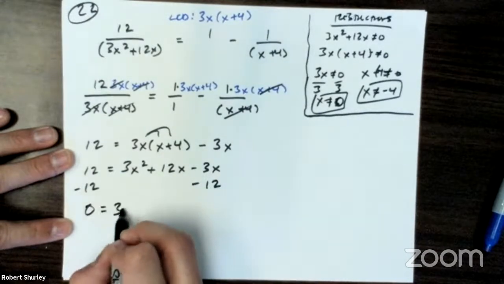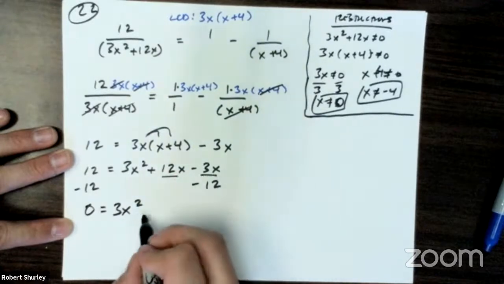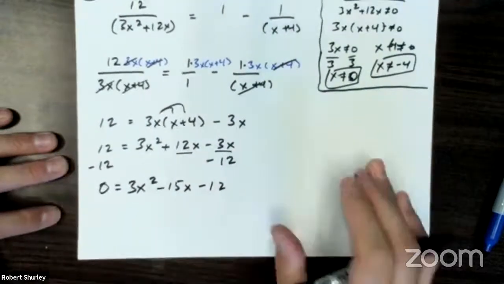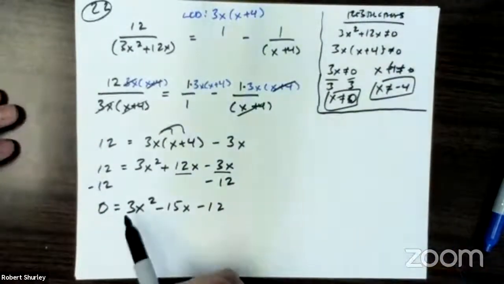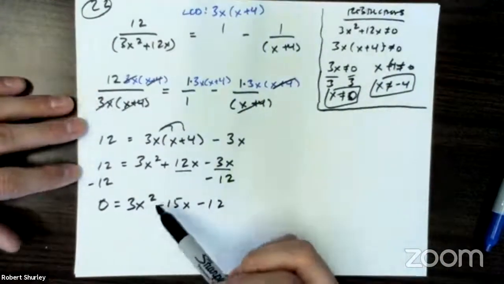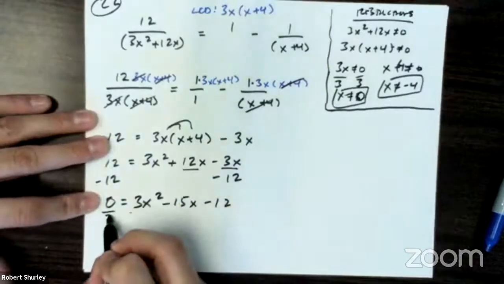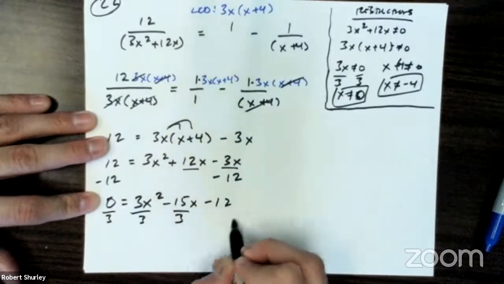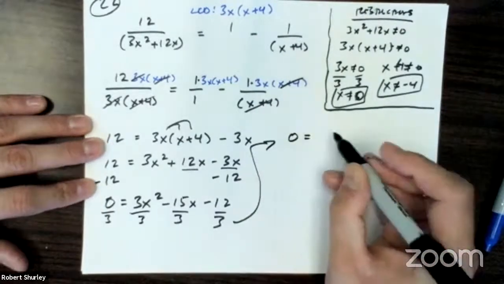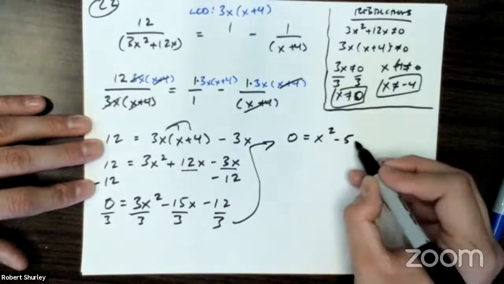So we get 0 equals 3x squared. Now, the 12x minus the 3x gives me minus 15x, and they've got a minus 12 on the other side. So now we have 3x squared minus 15x minus 12. What's nice about these 3 numbers is they're all divisible by 3, so I'm going to divide everything by 3. Put this up here. So we get 0 equals x squared minus 5x.